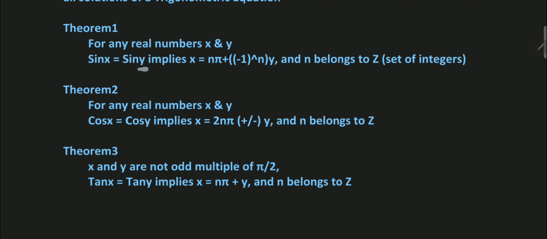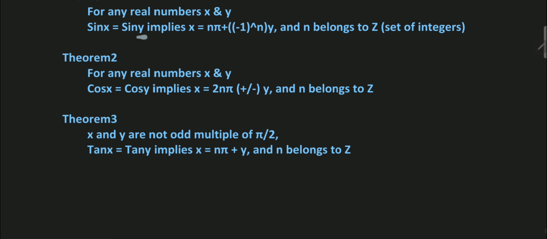Similarly, theorem 2. For any real numbers x and y, cos x equals cos y, it is basically the same thing as mentioned here. The y is the same point in the circle. It had completed maybe a few other revolutions to reach the same point, or the equal point in another quadrant. x equals 2n times pi plus or minus y, and n belongs to Z. Theorem 3. If x and y are not odd multiples of pi by 2, then tan x equals tan y implies x is equal to n times pi plus y, and n belongs to Z.